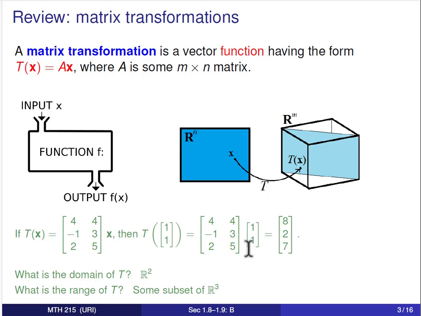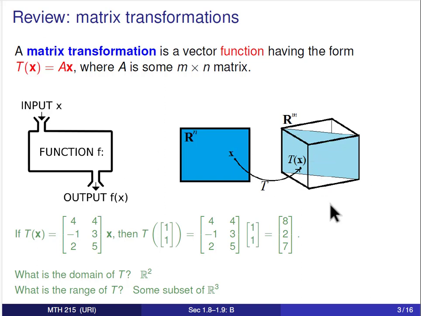All right, in the last video we talked about the domain of T. Remember that in order for the function to be defined, you need to have the right number of entries in x to correspond to the columns of the matrix. And we talked about how the range of this output function is some subset of R3. In this particular case, that was because there were 3 rows. So in general, if there are m rows, your range will be some subset of Rm.